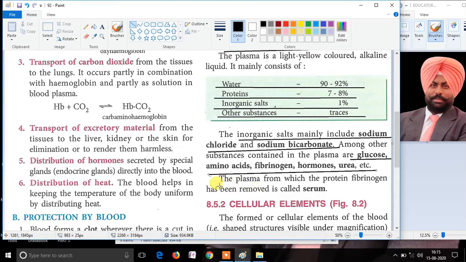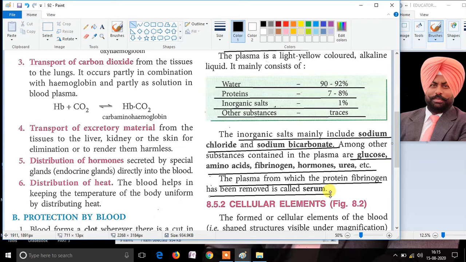The plasma, which is the fluid portion of the blood, contains a compound called fibrinogen. If plasma does not contain fibrinogen, or if fibrinogen has been removed from the plasma, then that plasma is called serum. Serum is plasma from which fibrinogen has been removed.